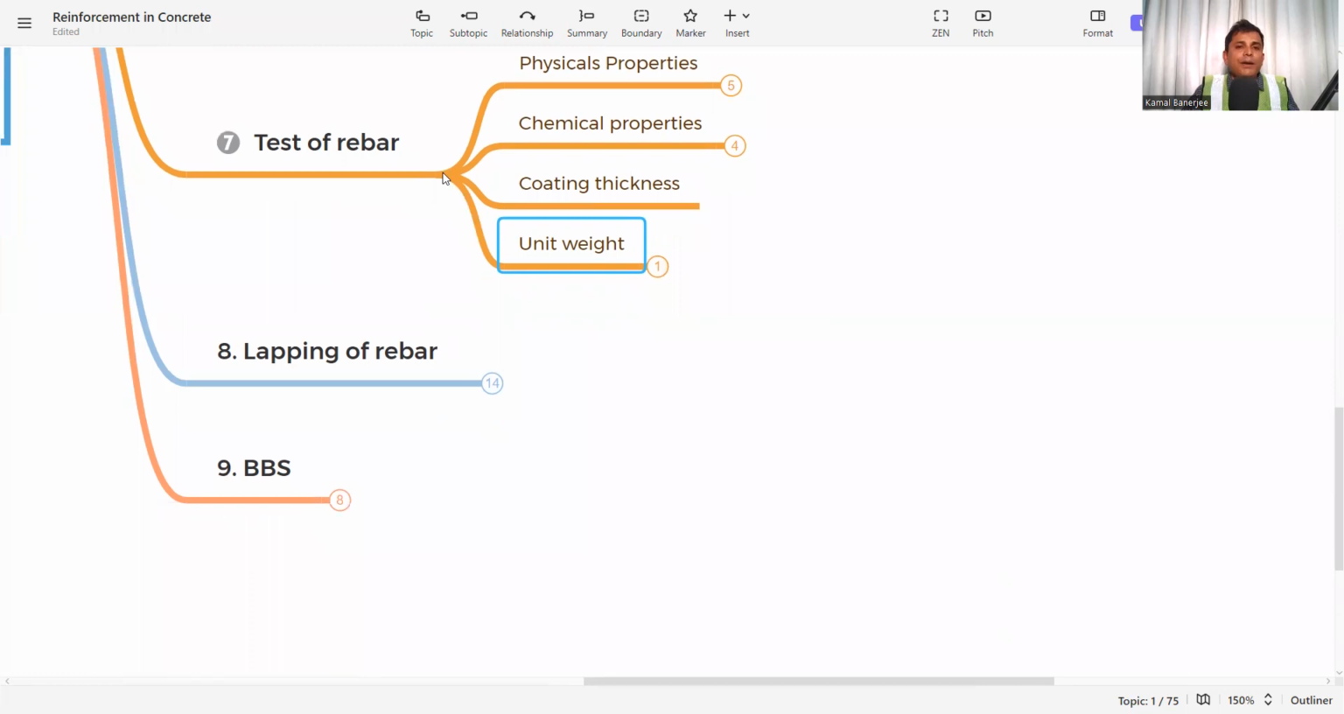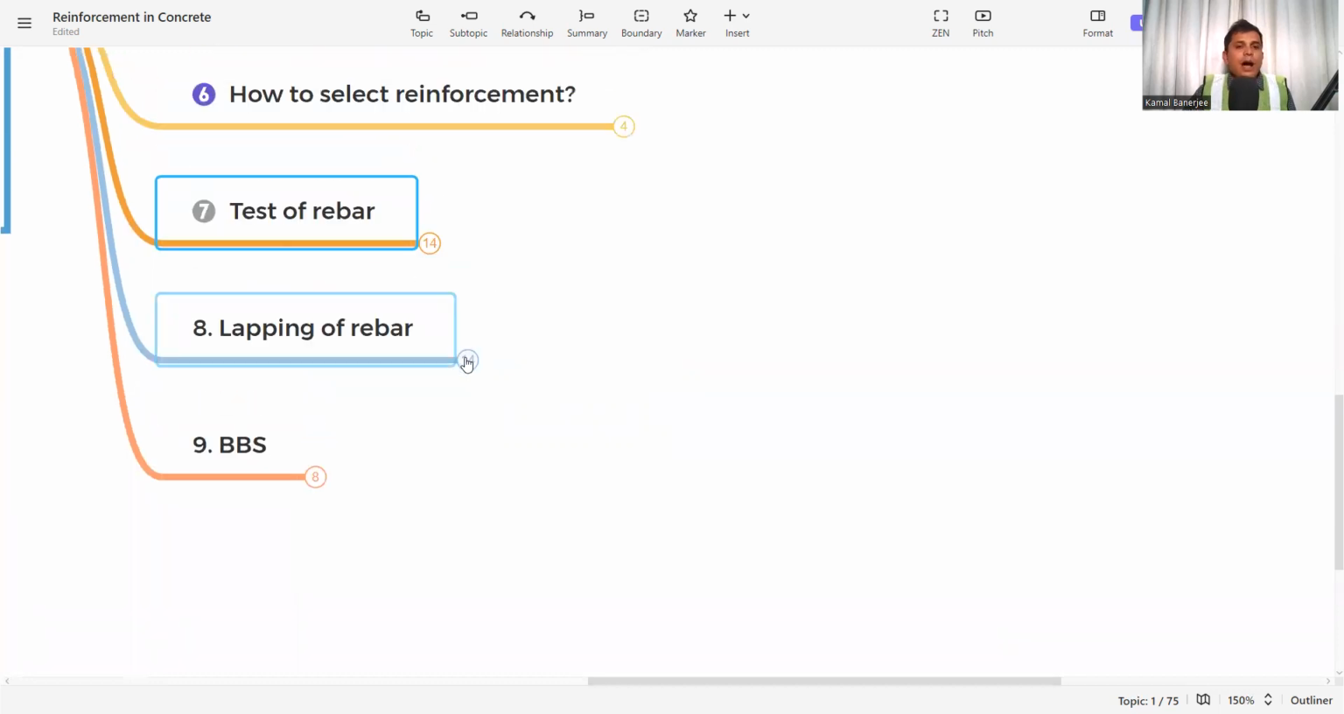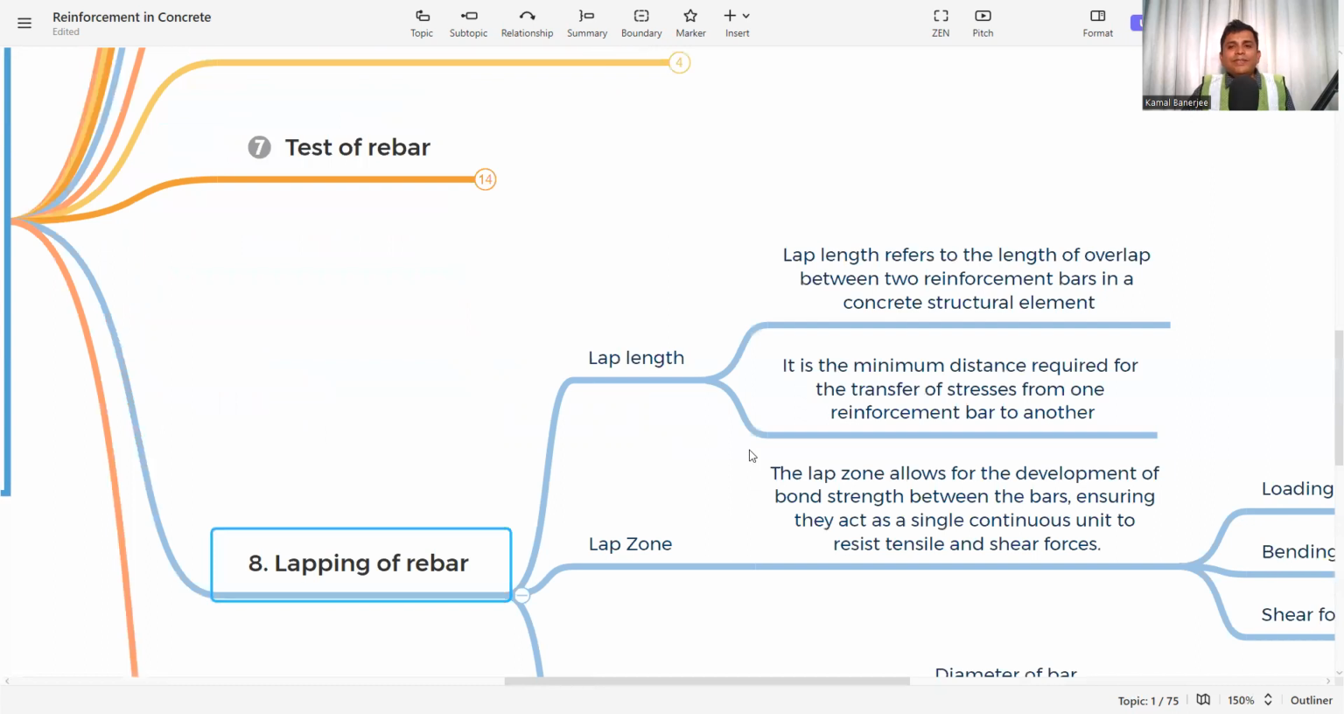Next, lapping of bar. Now we have a standard length of 12 meter. We cannot increase or decrease it, but at the site, every time I cannot place 12 meter; it may be some 6 meter, maybe 4 or 5 meter, like this. So we need to splice the bar, or we have to lap the bar. It is very common. And how to select the lapping? First, we need to know what lap length is.